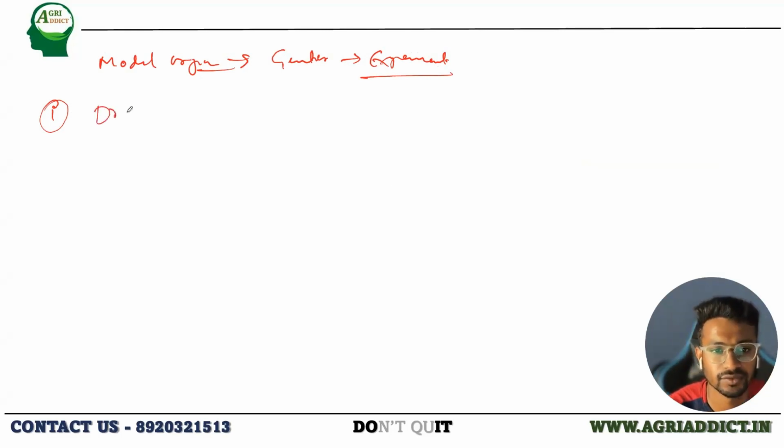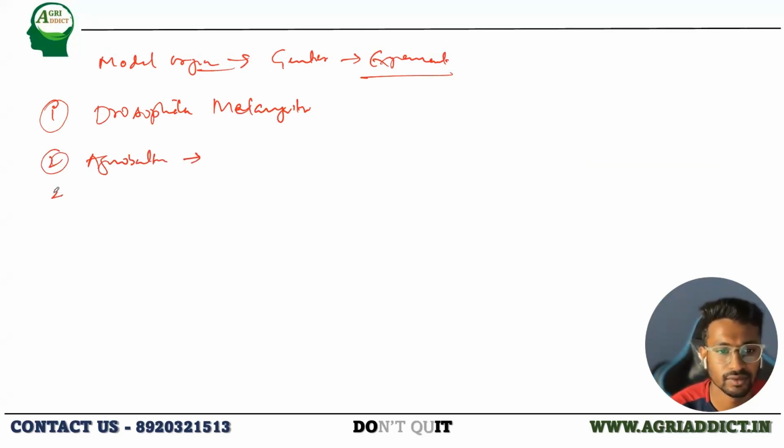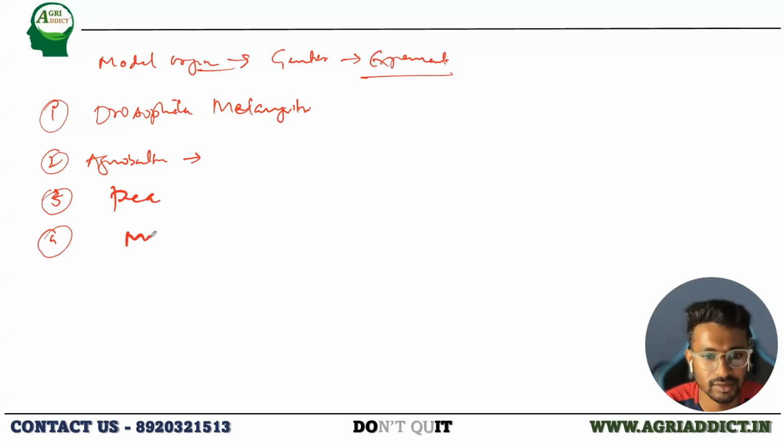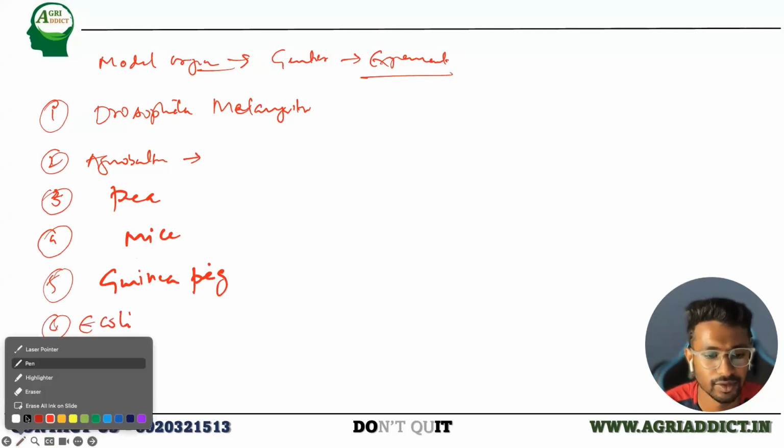Drosophila, yes, one is Drosophila. Okay. Drosophila, Agrobacterium tumefaciens, Agrobacterium. Okay. Mice. Guinea pig. Good, guinea pigs. E. coli, okay. E. coli. What else?